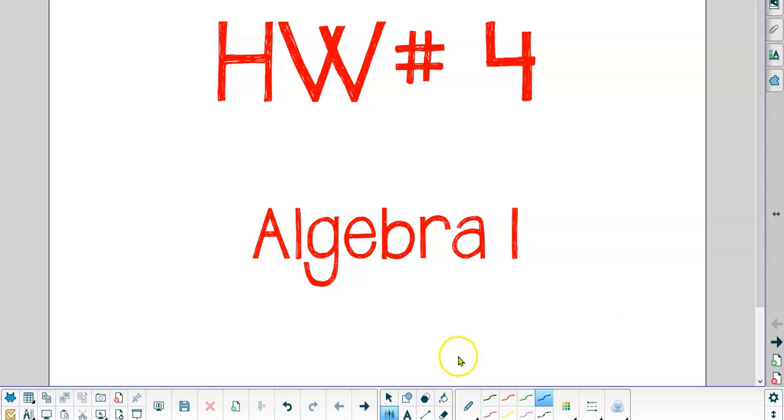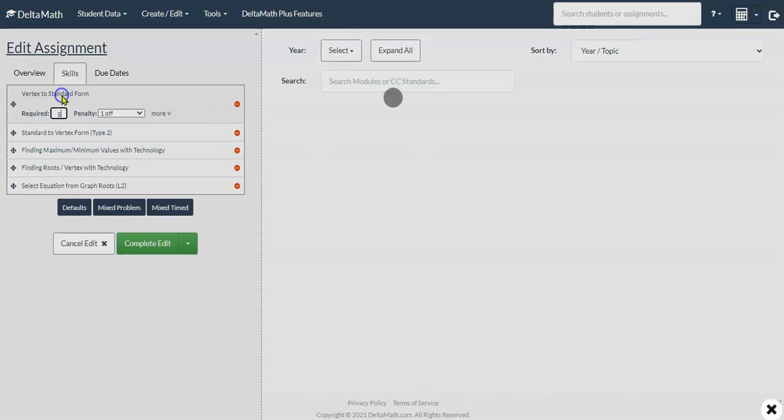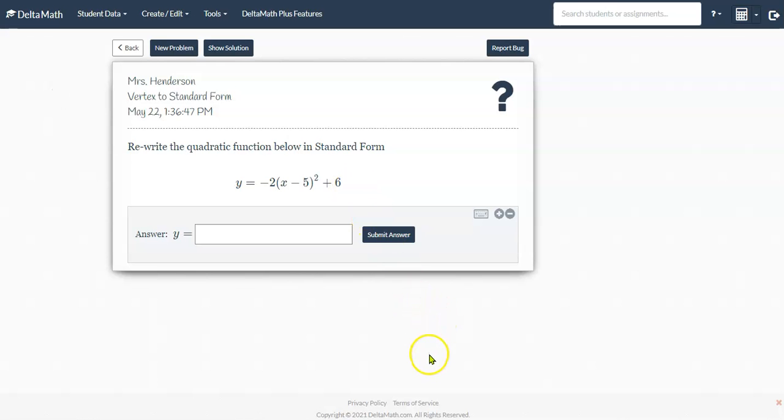This tutorial will help you to complete the questions on homework number 4. So the first topic is vertex to standard form. It asks you to rewrite this quadratic function below in standard form. So let's take a look.